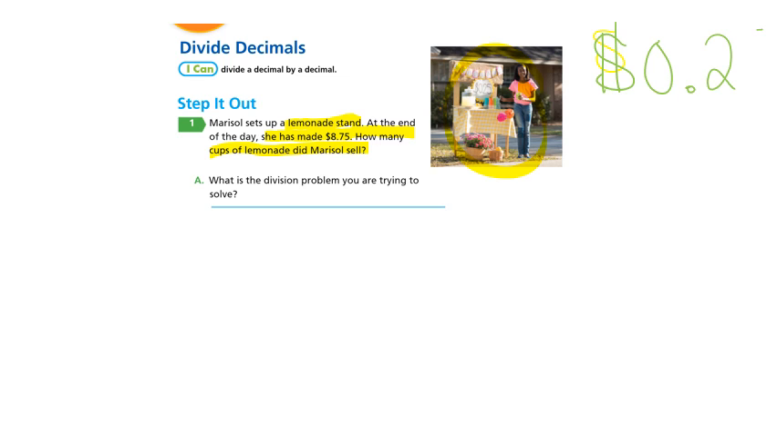25 cents. So I'm going to think back to when, yesterday or a few days ago, we thought about this situation. And I know I am dividing $8.25 into groups that are 25 cents in size. I want to think about estimating. Is my answer going to be larger than 1 or smaller than 1? And about how many groups of 25 cents am I going to be able to get out of $8.25?